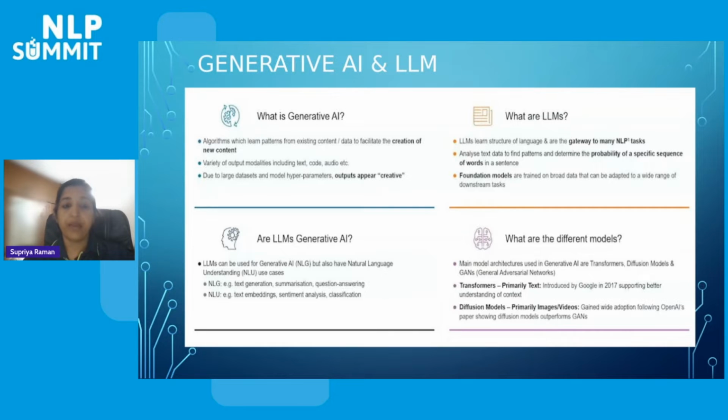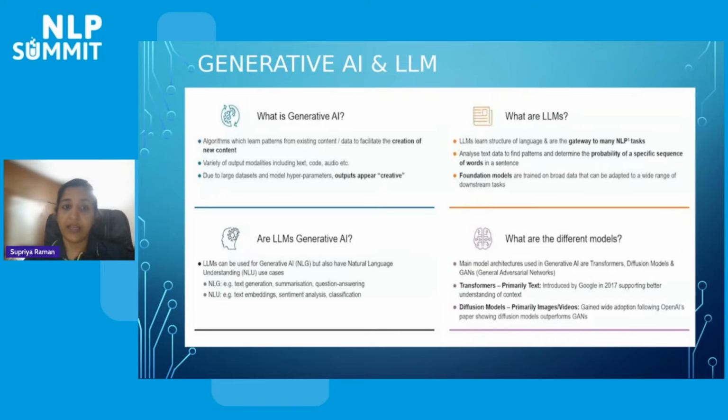And when we talk about LLMs, these are pre-trained models which are trained on huge amount of data, and they are very specialized to do common activities like, specifically talking about the text, we can do summarization or text generation or translations. Are all LLMs generative AI? So no, not all LLMs are generative AI. Some of these are also NLU, which is natural language understanding.